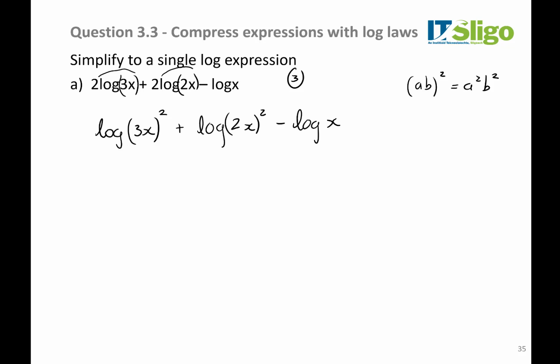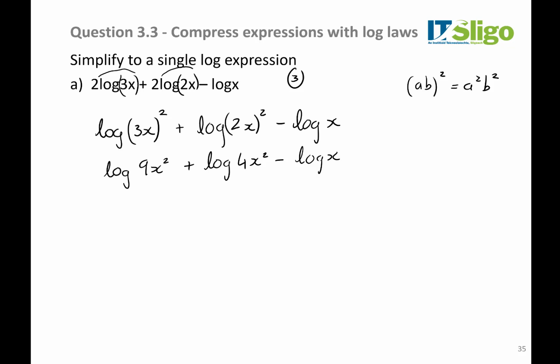So now the 3 gets squared, which gives us 9, and the x squared. This 2 gets squared, as does the x. So 2 gets squared, x gets squared, minus log x. So now we've at least got nice clean logs, as in there's no numbers in front of them. Just double checking I haven't made any mistakes. I don't think so.